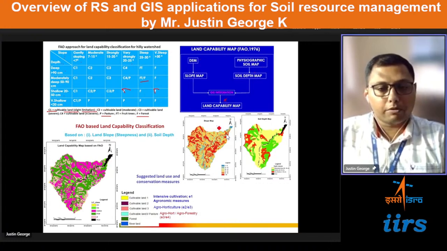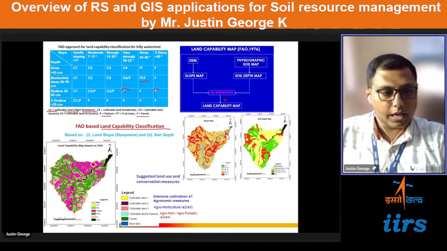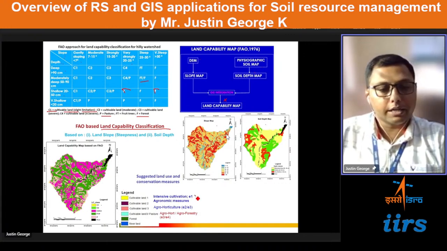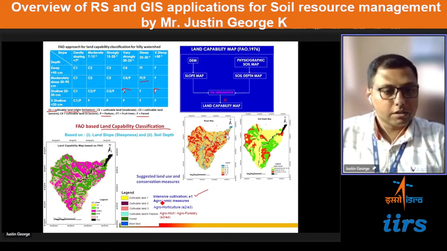This is the slope map of a particular watershed, and this is the soil depth of the watershed. When we cross both, the combination of slope and depth ultimately gives a land capability classification for this area, where the different areas suitable for various purposes can be identified. That is cultivable land 1, C1, where we can go for intensive cultivation of various crops along with the adoption of various agronomic measures. Then for cultivable 2, we can go for agronomic measures.